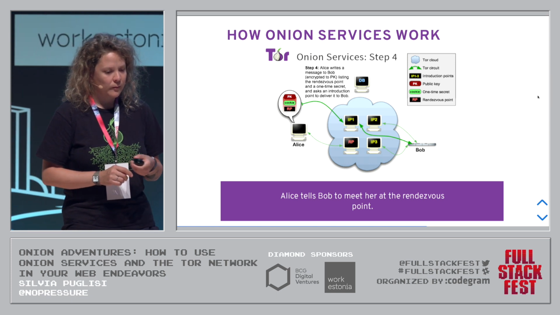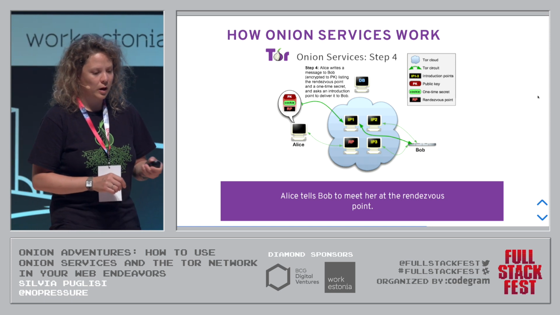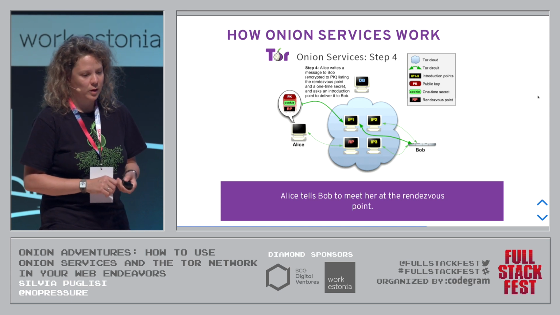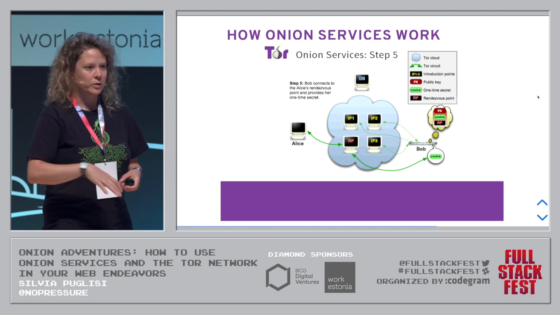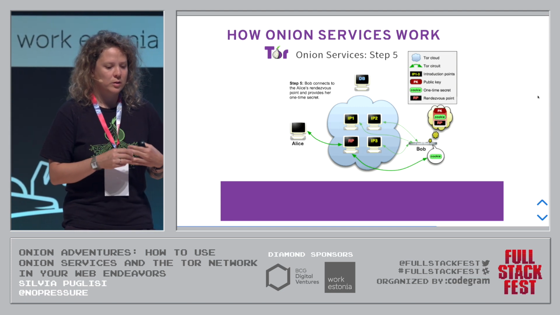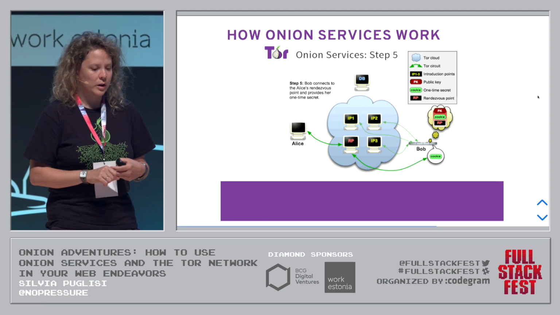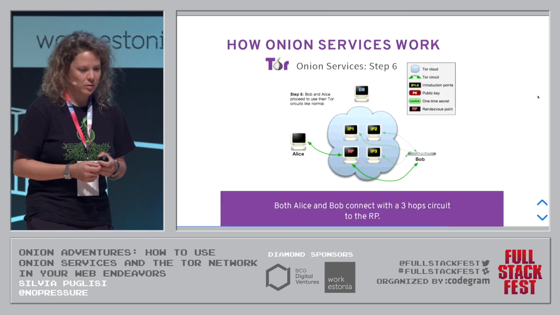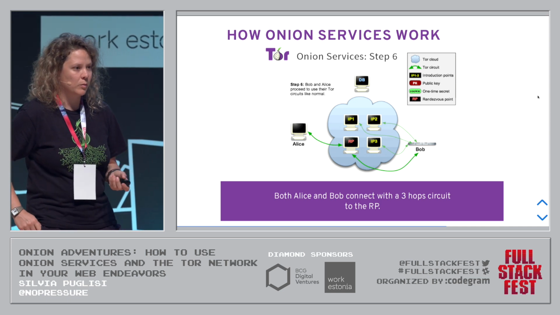So, using the first node in the circuit, Alice tells Bob, hey, Bob, meet me at the rendezvous point. So what actually happened is that the previous circuit that Bob created is destroyed, it's basically discarded, and both Alice and Bob connect to the rendezvous point using a Tor circuit, so it's 3 hops, and they share a secret to enable end-to-end encryption. And they just use the Tor circuit like normal.